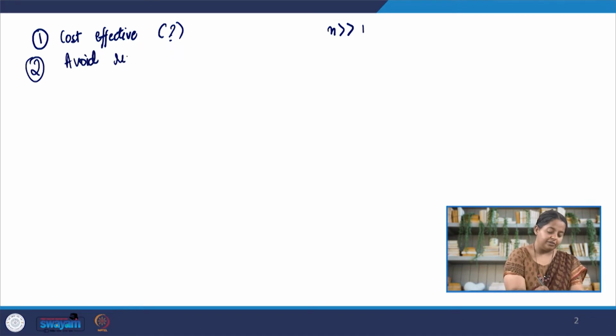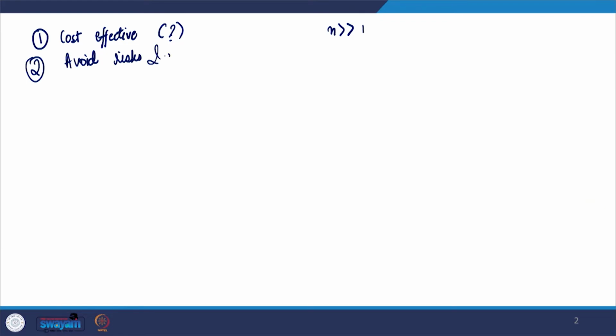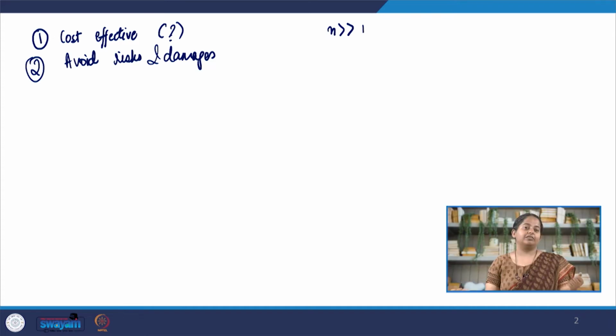Second is that we can avoid risks and damages. For example, when we are giving training to our pilots, some part of the training goes into flying simulated airplanes, simulated helicopters. So they're in virtual reality and they're trying. And the mistakes they make there help them learn and avoid real life mistakes, which can be extremely risky and dangerous. So use of simulation can actually help us avoid risks and dangers, even in environmental studies and environmental systems.